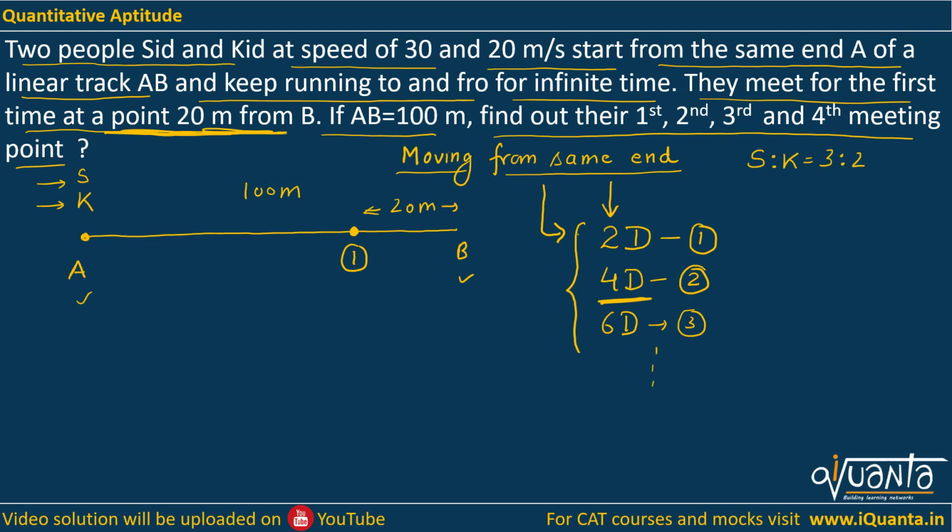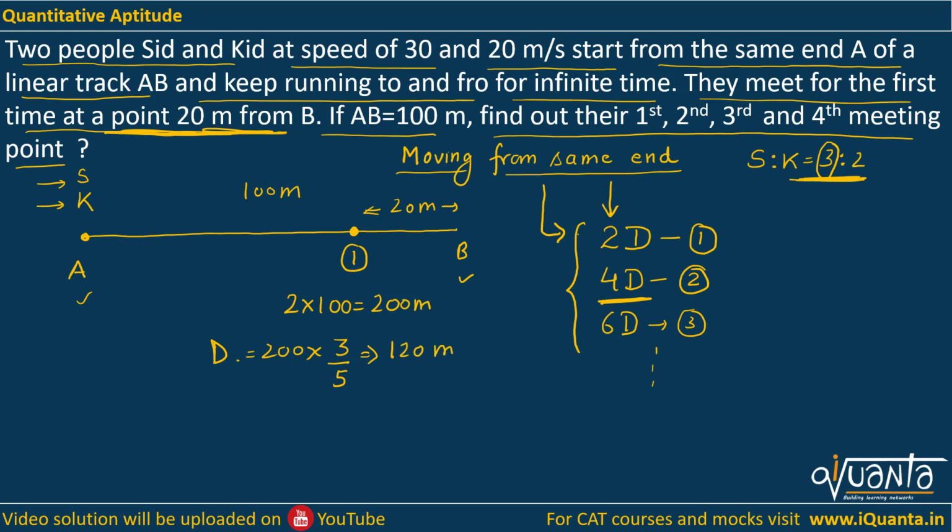So here, first meet would be occurring at how much distance? 2D. That means 2 into 100. That means the total distance traveled by both the bodies when they meet for the first time would be 200 meter. Now out of this 200 meter, A and B would have traveled different distances because speed ratio is 3:2. So the distance by A, Sid, would be 200 into the ratio of Sid, which is 3, so 3 by total ratio, which will be 3 plus 2, that means 5. So Sid would have traveled total 600 by 5, that means 120 meter.